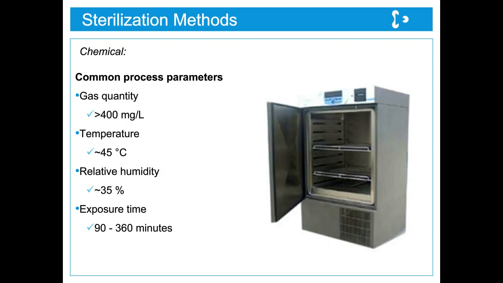Here are the typical process parameters for chemical sterilization. You want to make sure the gas quantity is over 400 milligrams per liter. The temperature is only roughly around 45 degrees Celsius. That's roughly around 20 degrees Celsius above room temperature, so you can see it's not a high heat sterilization method. The relative humidity, you want to keep around 35%, and the exposure time is very dependent on your load, and it can vary anywhere from 90 to 360 minutes, and you'll find later on into this webinar that is a pretty extended exposure time. So that is definitely a disadvantage of chemical sterilization.